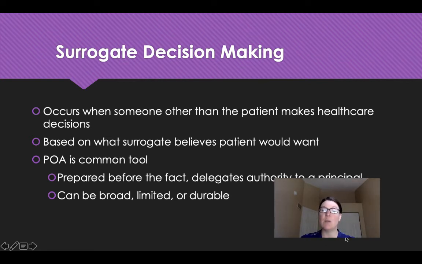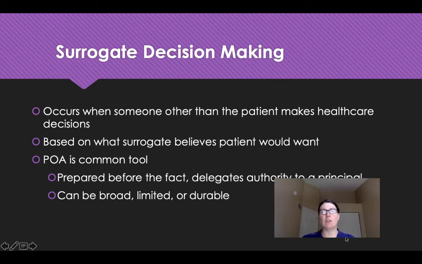And so the surrogate decision maker is going to make decisions based, hopefully, on the information in the advance directive. So the advance directive has been put in place, and then the surrogate will make decisions based on that. So for surrogate decision making, the tool is the power of attorney. The advance directives inform the surrogate decision making.